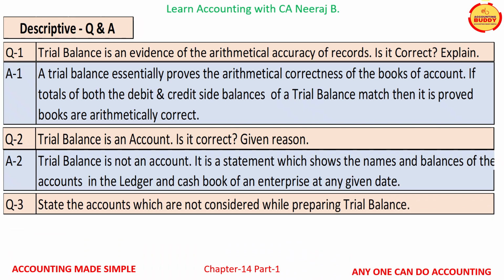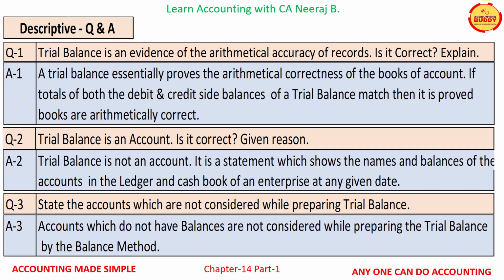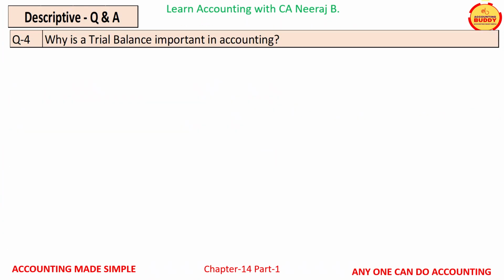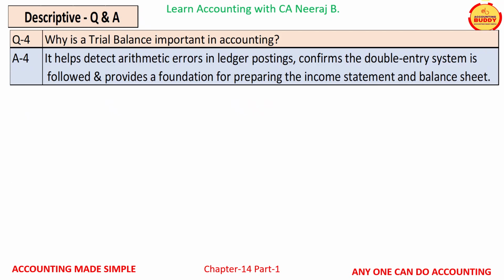Question number 3 is, state the accounts which are not considered while preparing trial balance. And the answer is, accounts which do not have balances are not considered while preparing the trial balance by the balancing method. Question number 4 is, why is a trial balance important in accounting? And the answer is, it helps detect arithmetic errors in ledger postings, confirms the double entry system is followed, and provides a foundation for preparing the income statement and balance sheet.